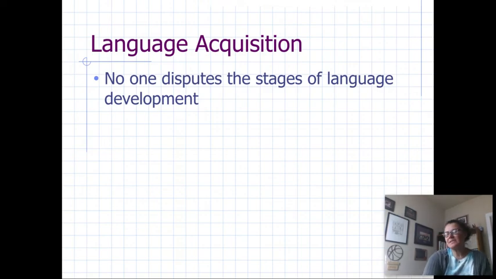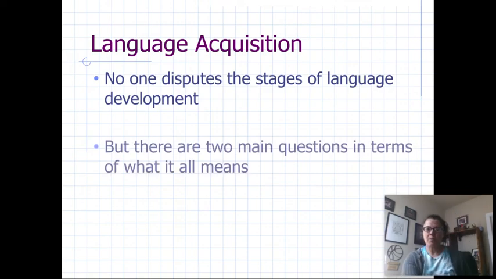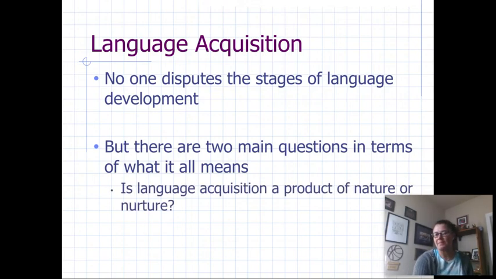No one disputes the stages of language development. All psychologists agree, this is how it works. But there are two main questions in terms of what it all means. Is language acquisition a product of nature or nurture? That is a huge question within linguistic psychology.